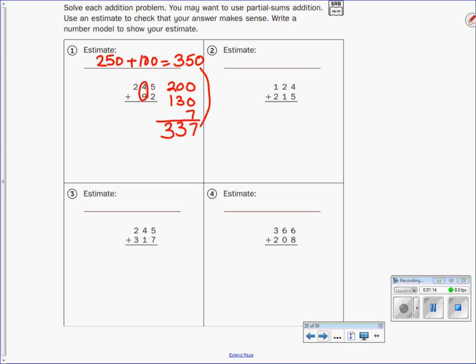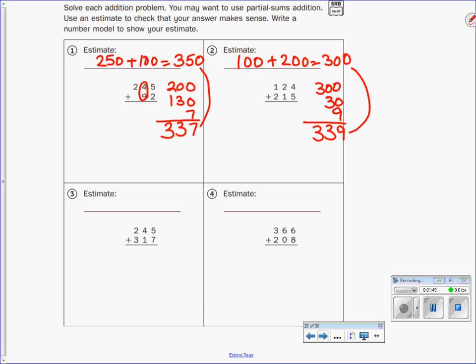Okay, on the next one, we can estimate 124 to 100, and then 215 to 200, with an estimate of 300. And then I can add this up. 100 plus 200 is 300. 20 plus 10 equals 30. And then 4 plus 5 equals 9. So my answer would be 339, which is a good estimate because it is close to 300.